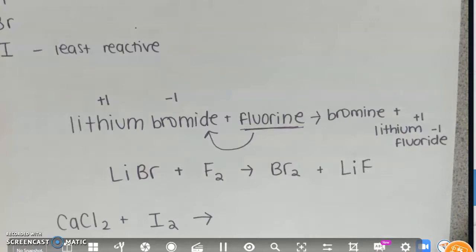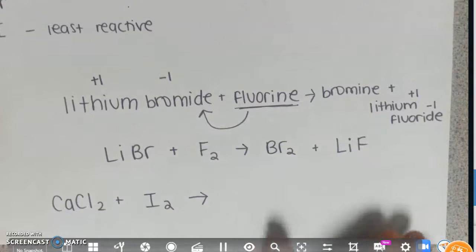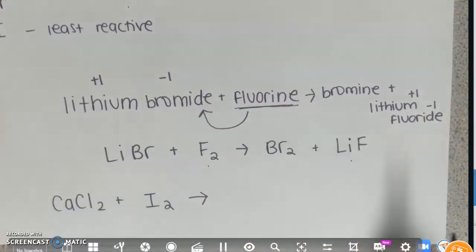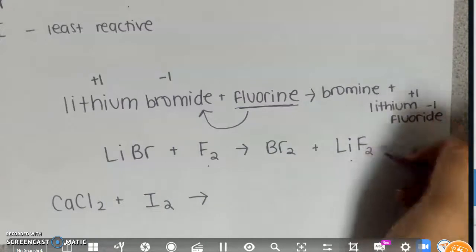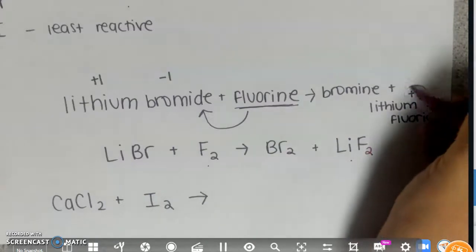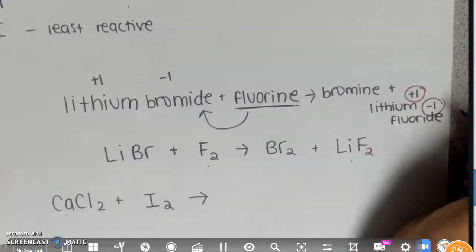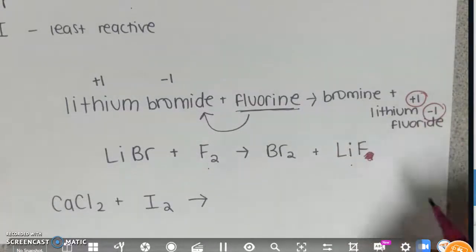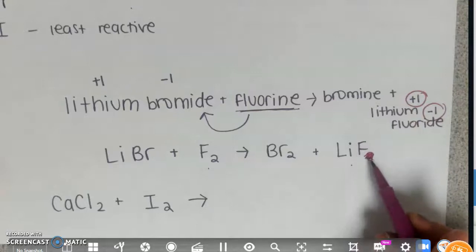So we've written this equation correctly. Now we need to make sure it's balanced. There's 2 fluorines here, 1 on this side. You can't go add a subscript down here because lithium is +1, fluorine is -1. So there's no subscript, it is just LiF. There's 1 lithium, 1 fluorine.